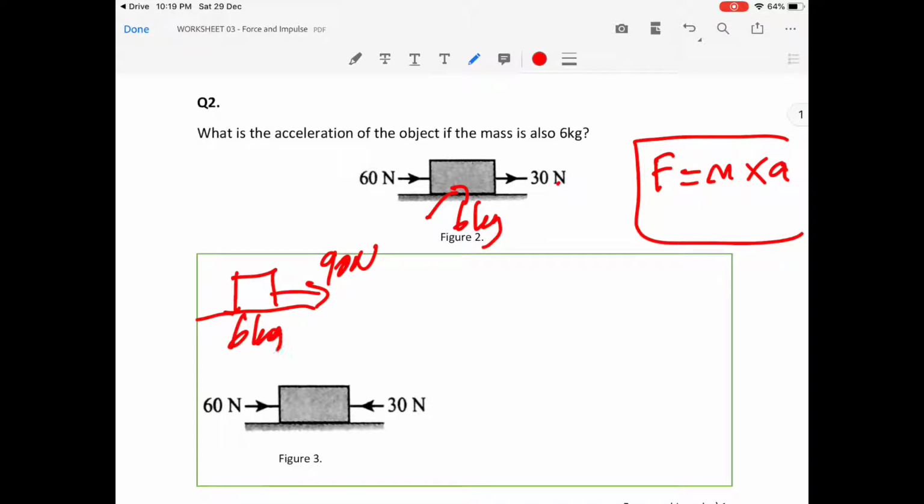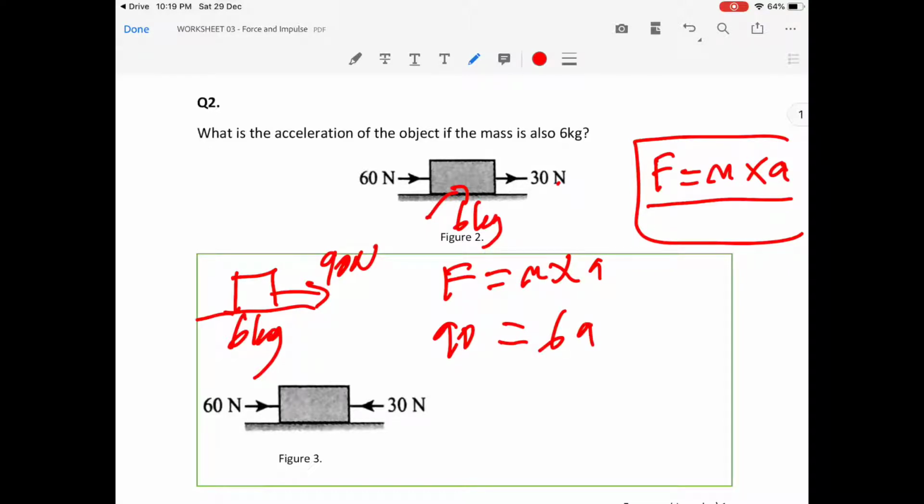The box is 6 kilograms. Now we can use this equation, F equals m times a. Force is 90 newtons, mass is 6 kilograms. What is the acceleration? Plug into your calculator: 90 divided by 6, which gives you acceleration equals 15 meters per second squared.